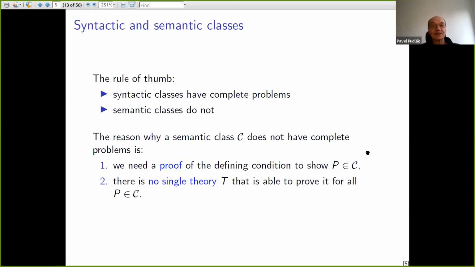So, for instance, P is a syntactic class because we can present every polynomial algorithm in such a way that we know from the code that you write down that it runs in polynomial time. The definition is not syntactic, but if you put into the code of the algorithm a clock that will stop the algorithm after a polynomial number of steps, then we know for sure that it will stop after polynomial time.